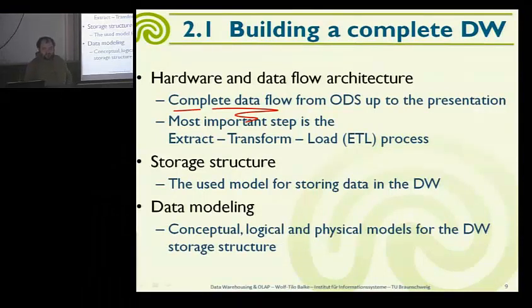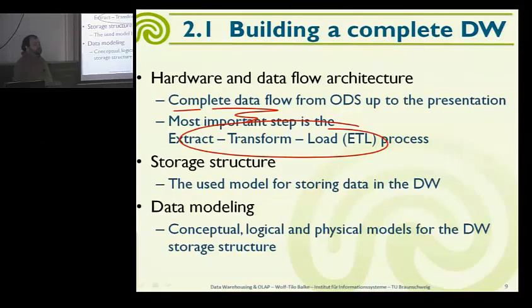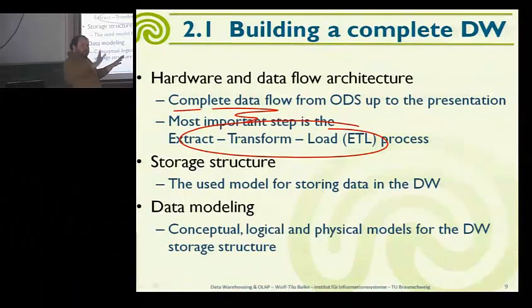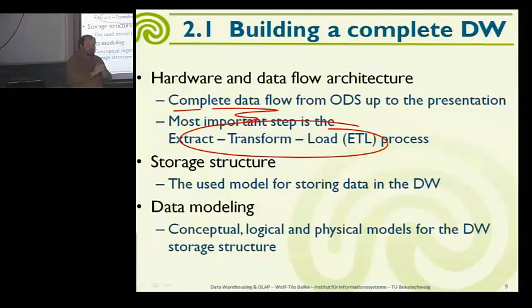And the most important step in that is the so-called extract, transform, load process. The extract, transform, load runs between the operational data stores, extracted into the staging area, transformed within the staging area, and loaded into the data warehouse. So the extract, transform, load process covers the first three columns of our basic architecture, right?